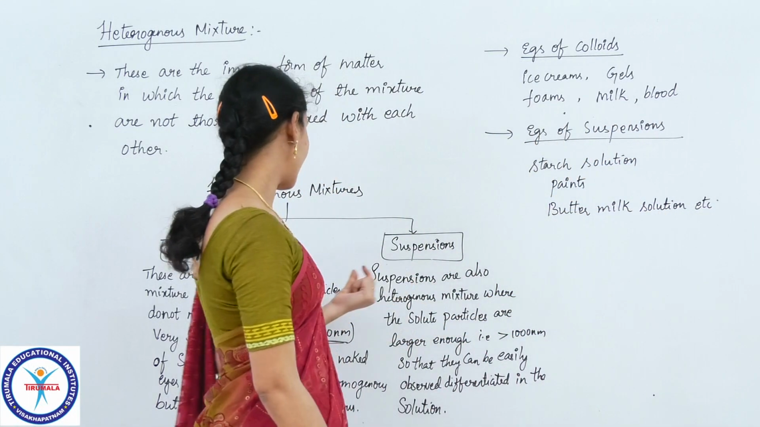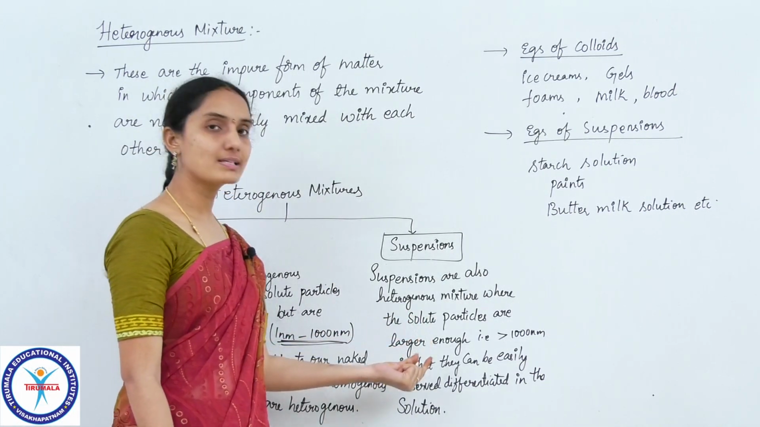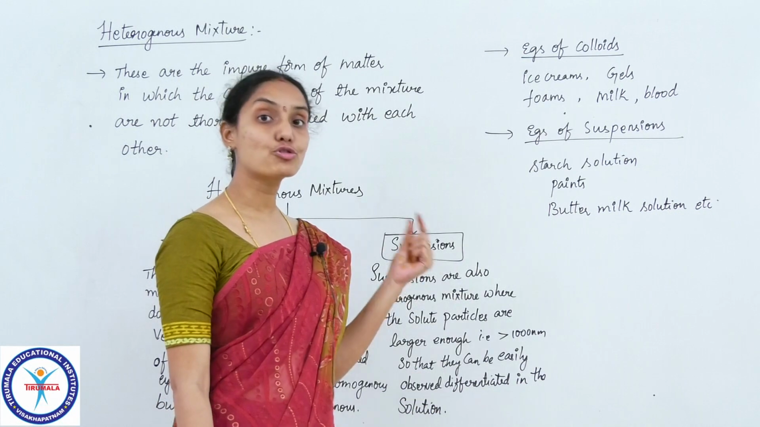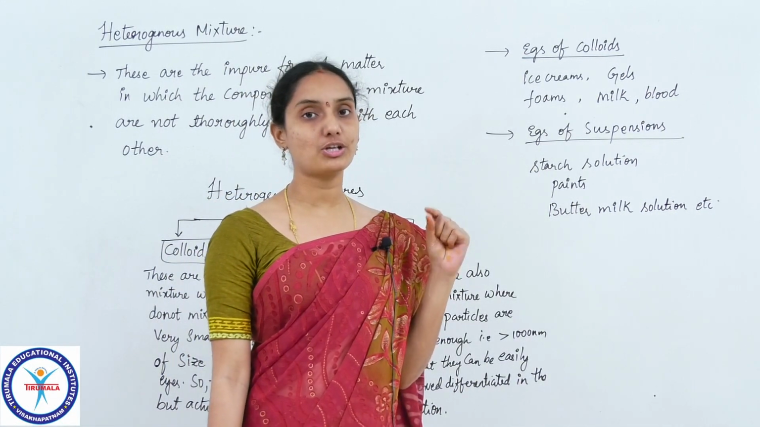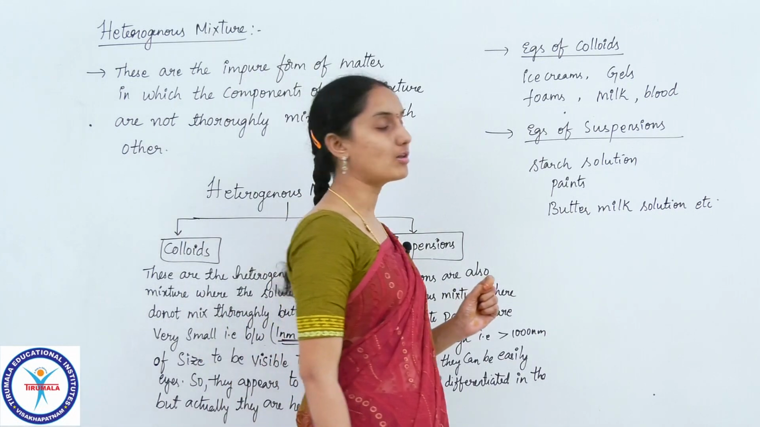So the size of the particles in colloids is between 1 nanometer to 1000, whereas in suspension it is greater than 1000, whereas in a true solution, that is a homogeneous solution, it is less than 1 nanometer, children. Remember the size of the particles also.